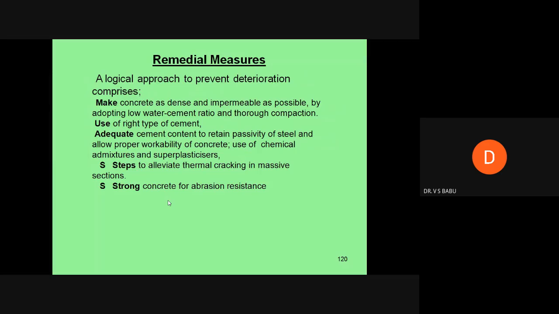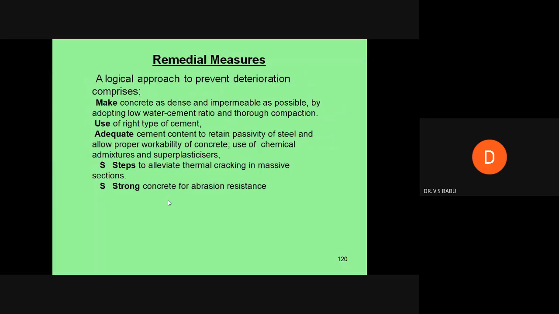Next, adequate cement content to retain passivity of the steel and allow proper workability of the concrete. Use chemical admixtures and superplasticizers. Adequate cement content retains the passivity of the steel and allows proper workability. Use of chemical admixtures and superplasticizers also has to be thoroughly checked before doing the mix design.